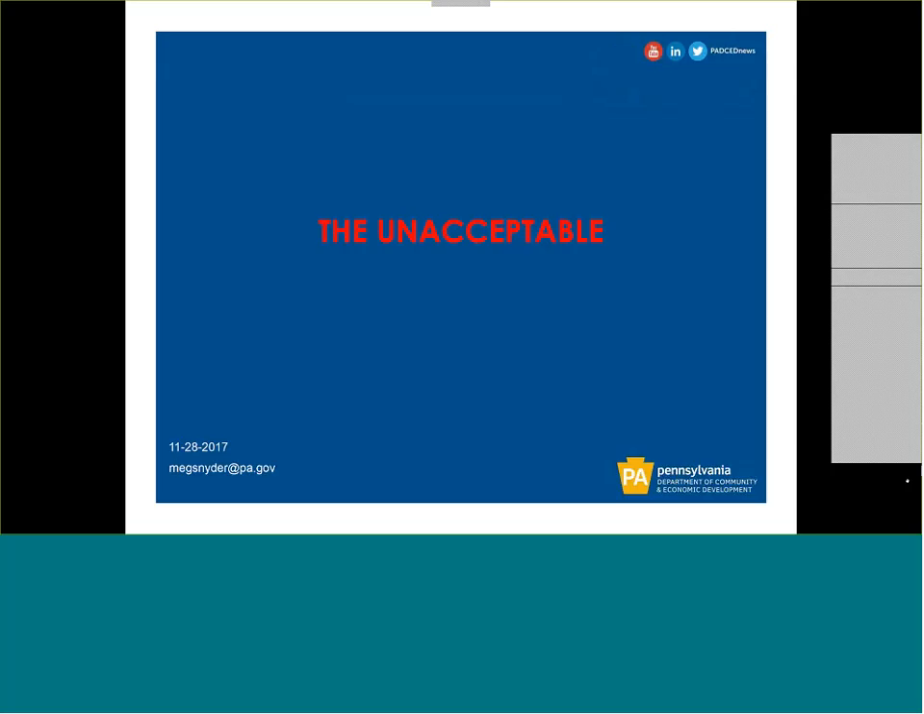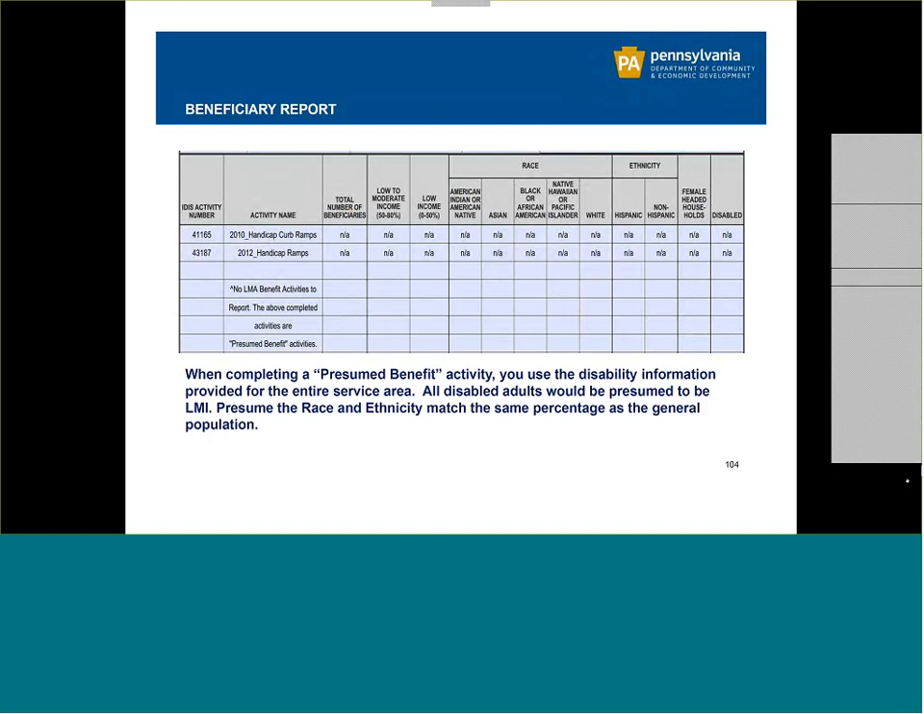The unacceptable, and we had fun with these. This is a presumed benefit, and as you know in your applications, we are requiring you to give us the number of possible disabled persons as part of your activity description. So that should follow here. If you are serving an area and that area has not changed between the time you submitted your application and the time you finished your project, your beneficiary should be the same amount.